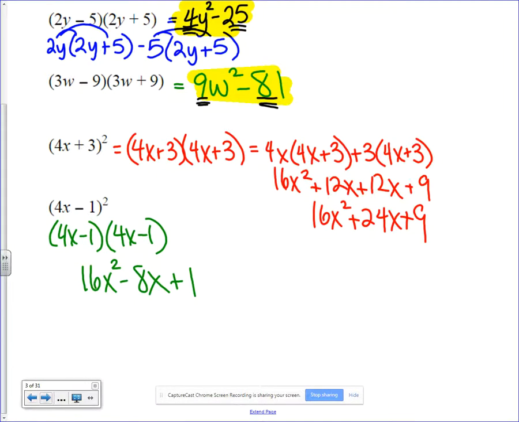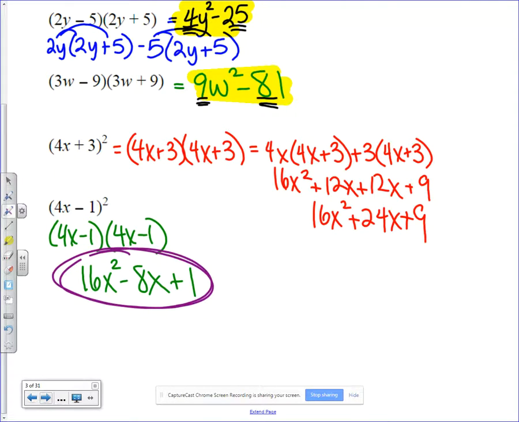Okay, so now I need you to look at these. This one and this one. And I need you to tell me what you notice. They're all 3 terms, right? These starting terms are perfect squares. They have x squareds on them. The end terms are perfect squares, aren't they? And Gage is telling me that the middle terms are not perfect squares.